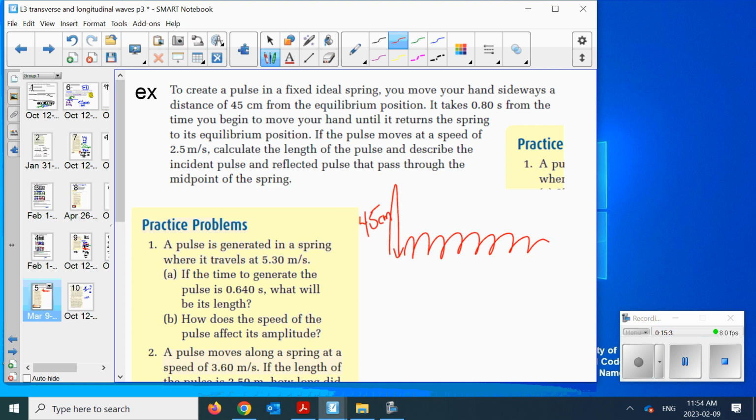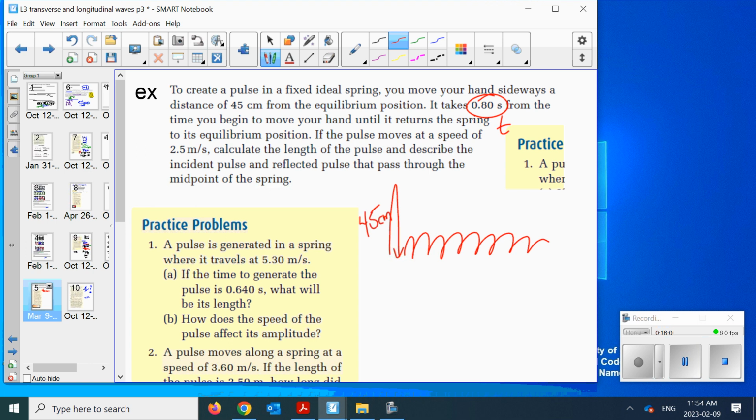It takes 0.8 seconds from the time you begin to move your hand until it returns to the spring. So that's how long it went back and forth. Remember how when you do it faster, then it's a skinnier hump, right? If you do it slow, like you take a full second or 0.8, 80% of a second, it's going to be a pretty wide hump.